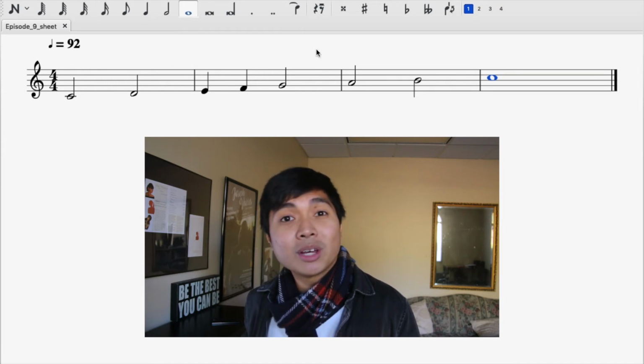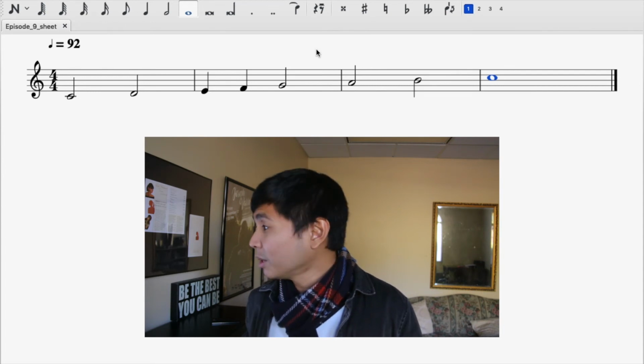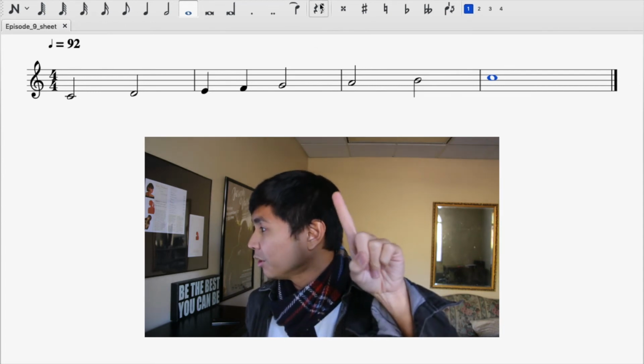And this metronome will help you count out. I'll even count along with the melody, the metronome, with my hand. And here we go.